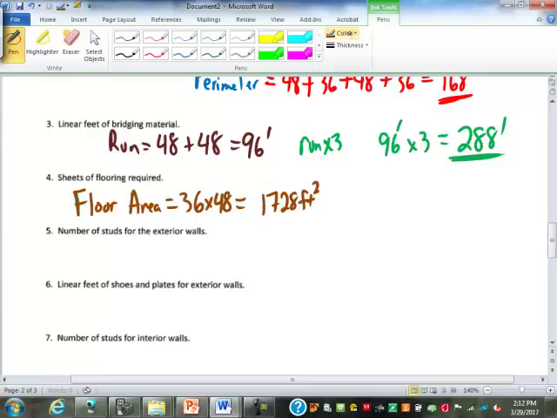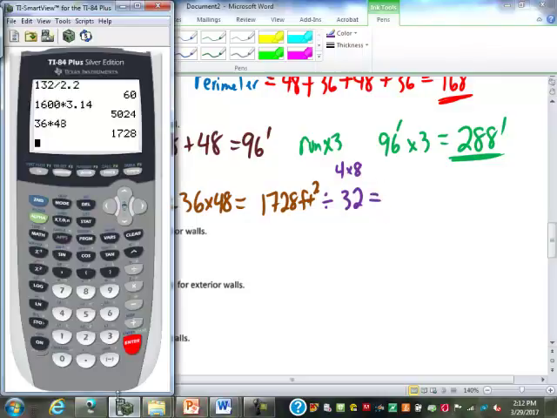So once we have the square footage, we divide by one sheet is how many square feet? What's the standard sheet of plywood or sheeting? 4 by 8, which is how much? 4 times 8 is 32. So we got our 1,728 square feet of floor area divided by 32 square feet per sheet is 54 sheets.